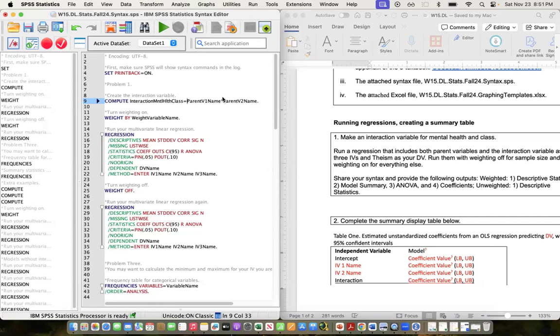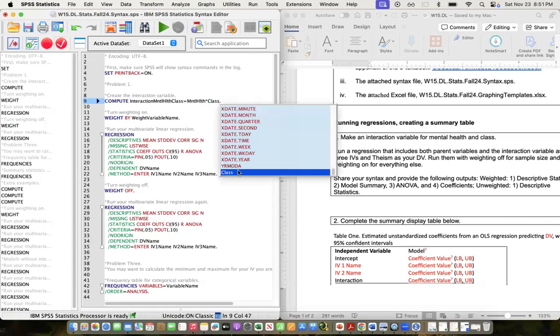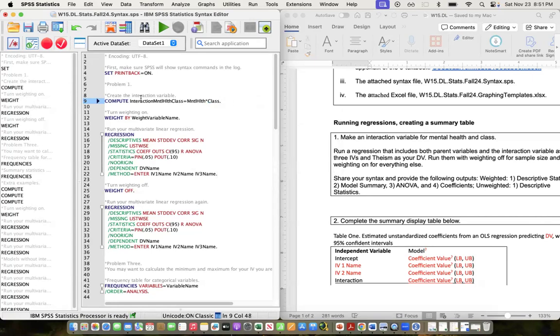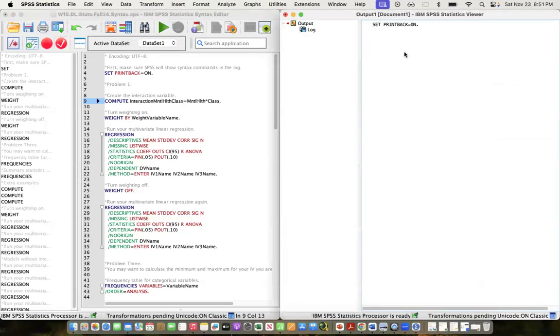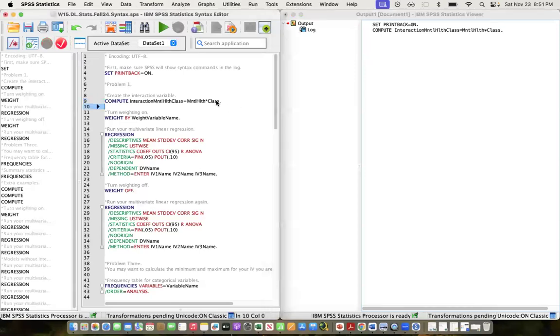So we need this period at the end. We need this asterisk in the middle. So the first parent variable is mental health. It doesn't matter the order. You could do mental health first and class second, or vice versa. My second one is class. Okay, so I'm just going to click on this line, click play, and I have made my variable.